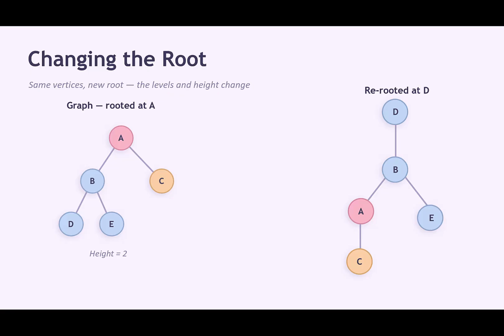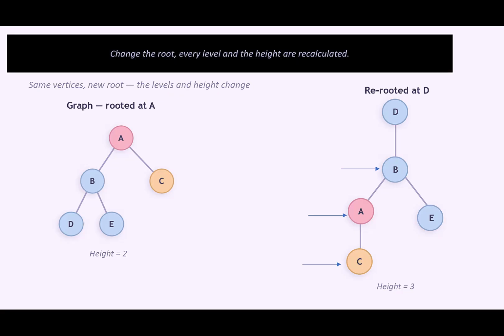Using D as our root, B is at level 1, A and E are level 2, C is level 3. That means the overall height of the graph is 3. This shows us that when we change the root, every level and height have to be recalculated.